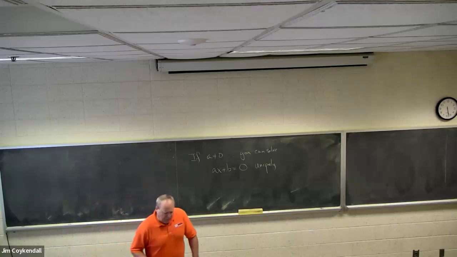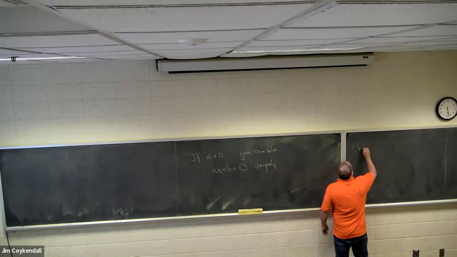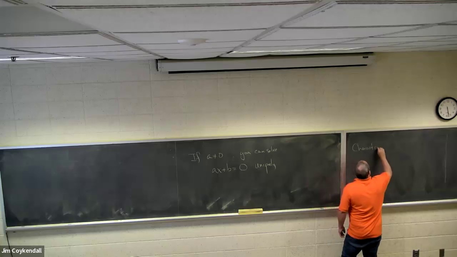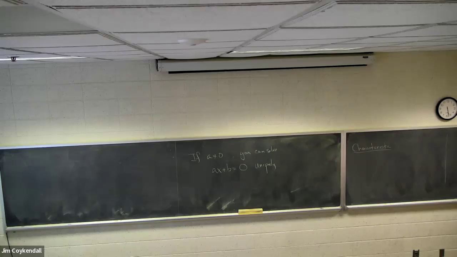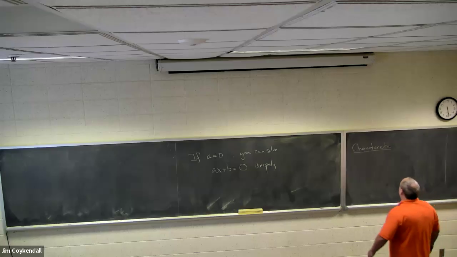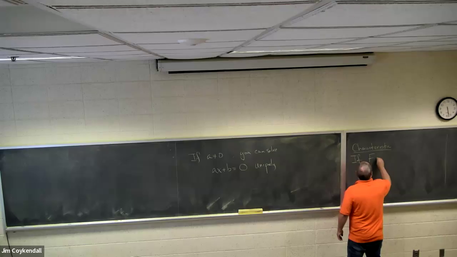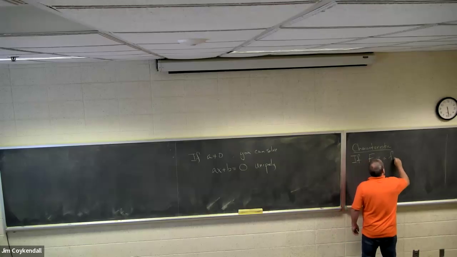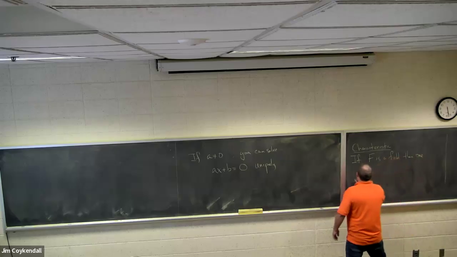So I'm going to start off with some basics. This doesn't just apply to fields. This is for any number. How many of you have heard of a characteristic of a field? If F is a field, then one of two things happens.